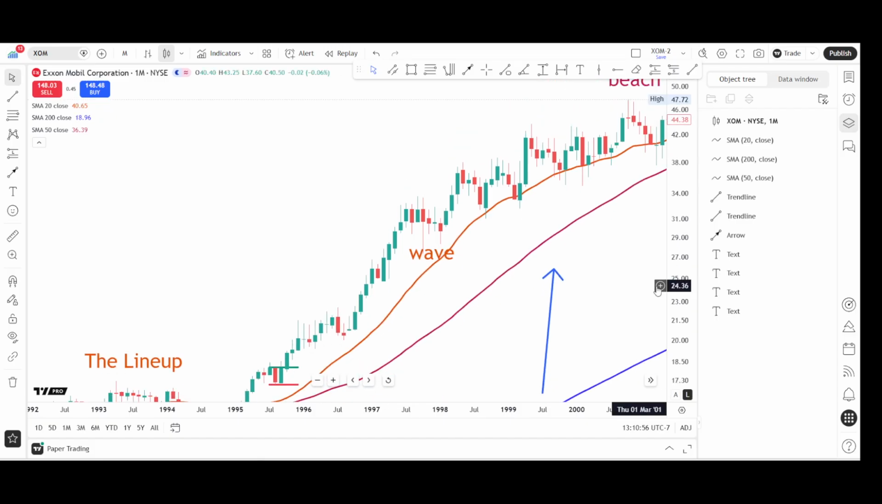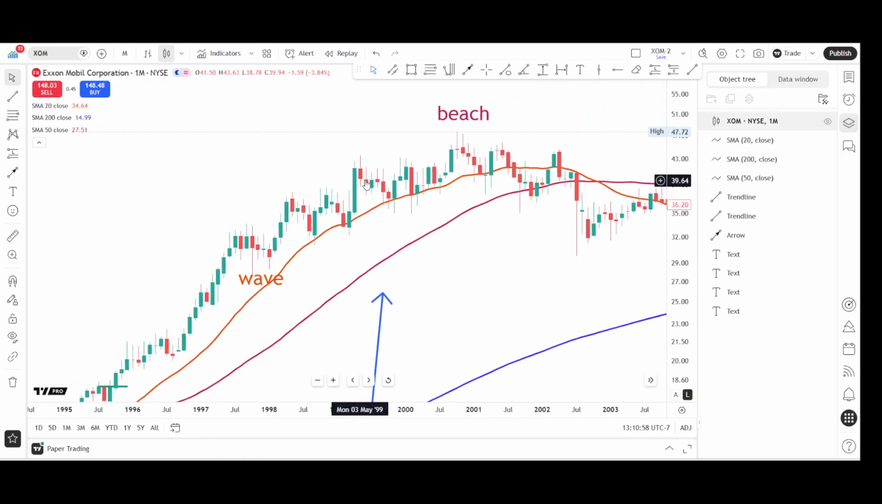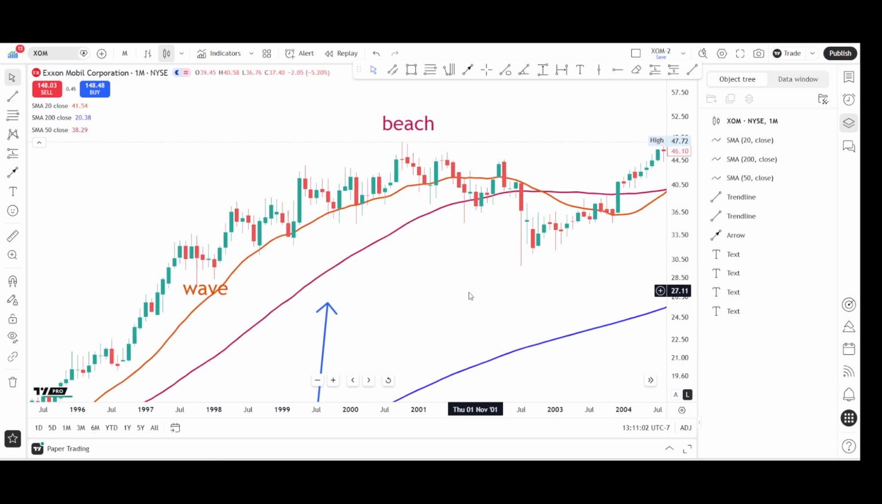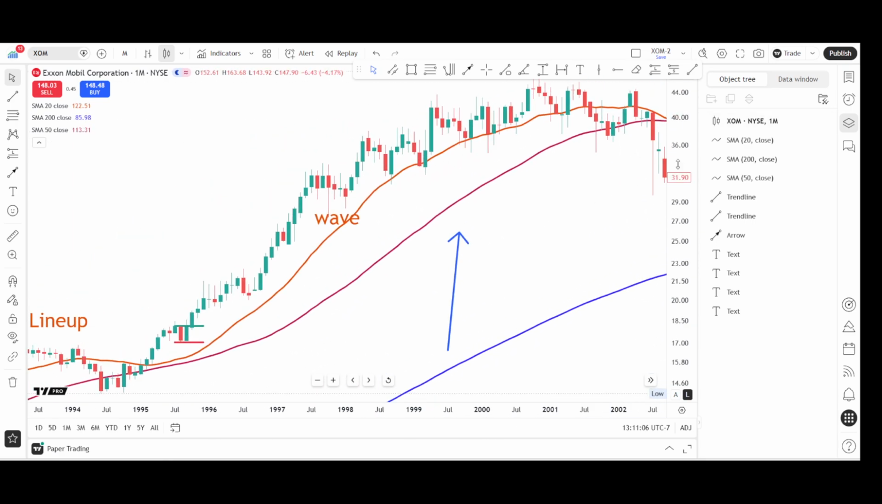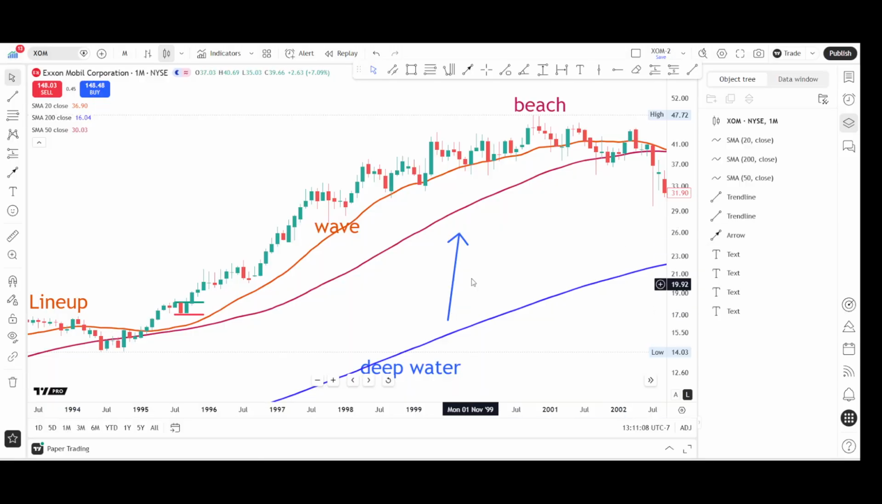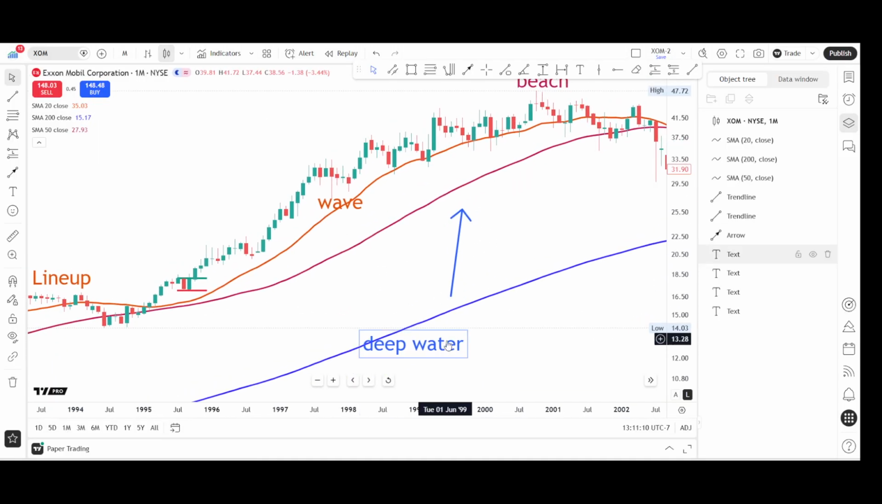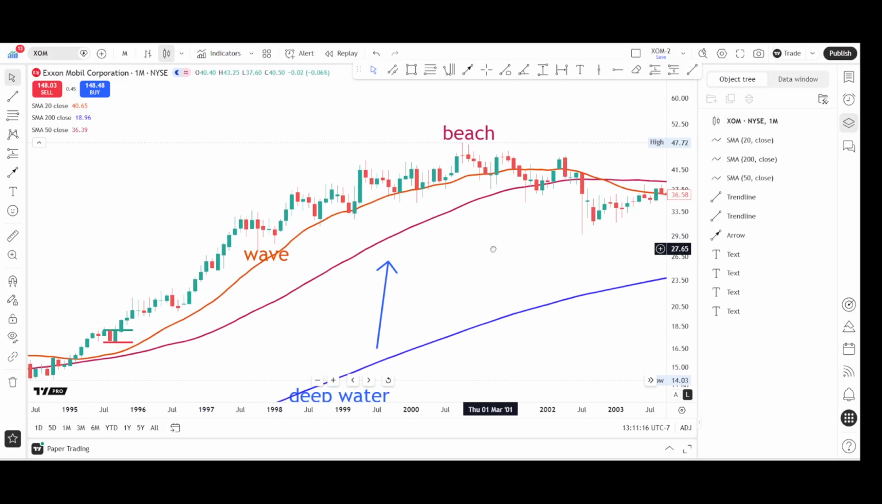And here we're starting to really go sideways. And that's the beach. And we're done. And we'll deal with whether or not we get back in again. But right now, you're starting to get the idea, I hope, that we're going from the deep water. We're looking for our entry. We're able to ride the trend until it really just peters out, and we're out.